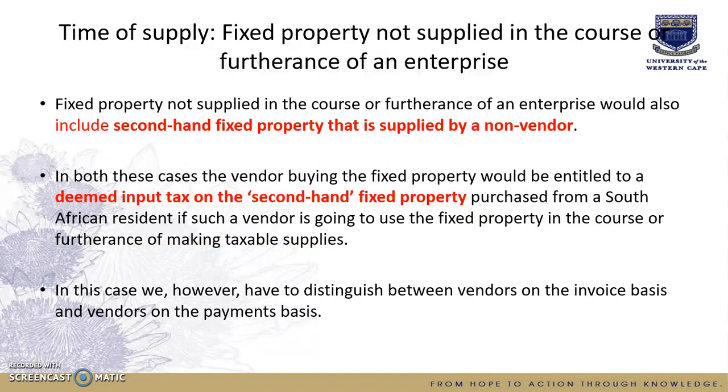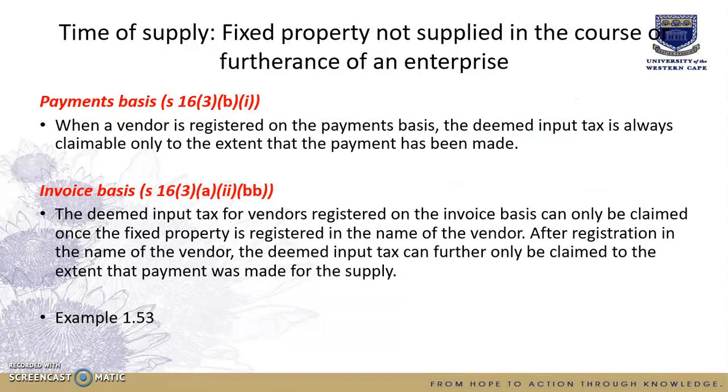Alright, fixed property not supplied in the course or furtherance of an enterprise would also include second-hand fixed property that's supplied by a non-vendor. In both these cases, the vendor buying the fixed property would be entitled to a deemed input tax on the second-hand fixed property purchased from a South African resident if such a vendor is going to use the fixed property in the course or furtherance of making taxable supplies. In this case, we however have to distinguish between vendors on the invoice basis and vendors on the payments basis. When a vendor is registered on the payments basis, the deemed input tax is always claimable only to the extent that the payment has been made.